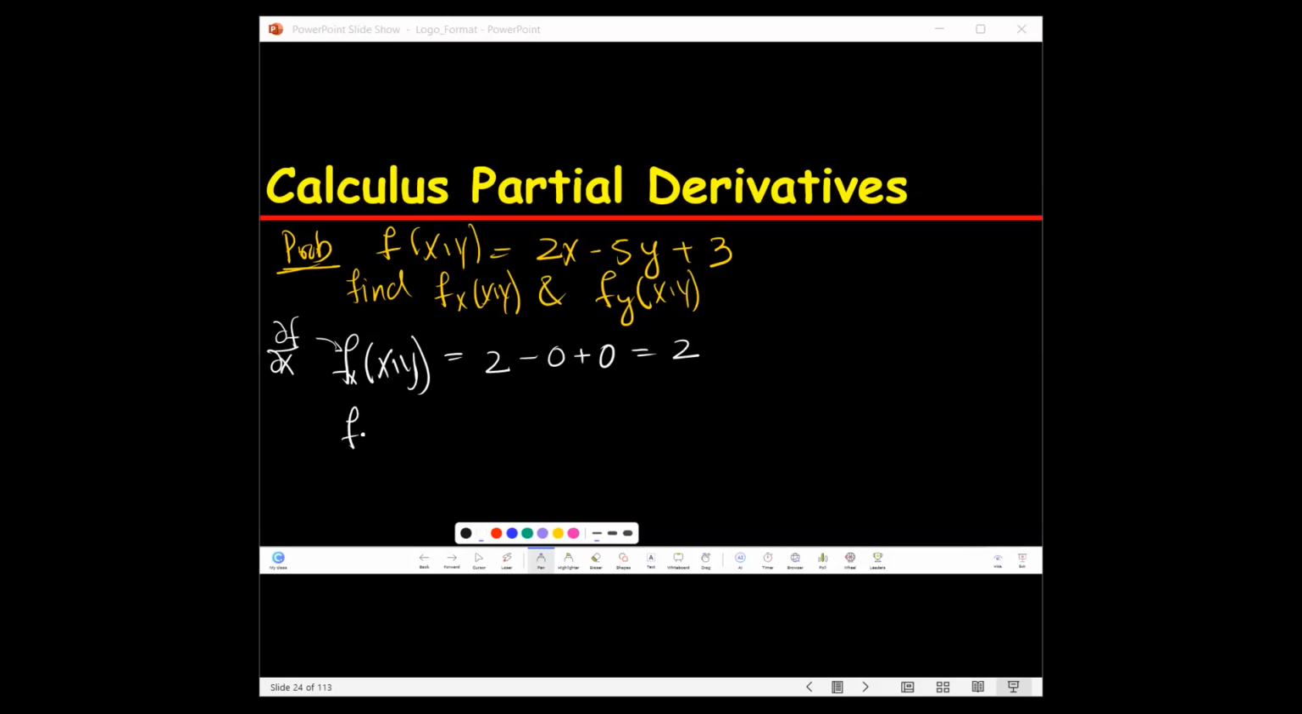If I take the derivative of the function with respect to y, I'm writing it like this, fy equals, here my x is constant, so 0 minus 5 plus 0. So the answer is minus 5. So those are my answers.